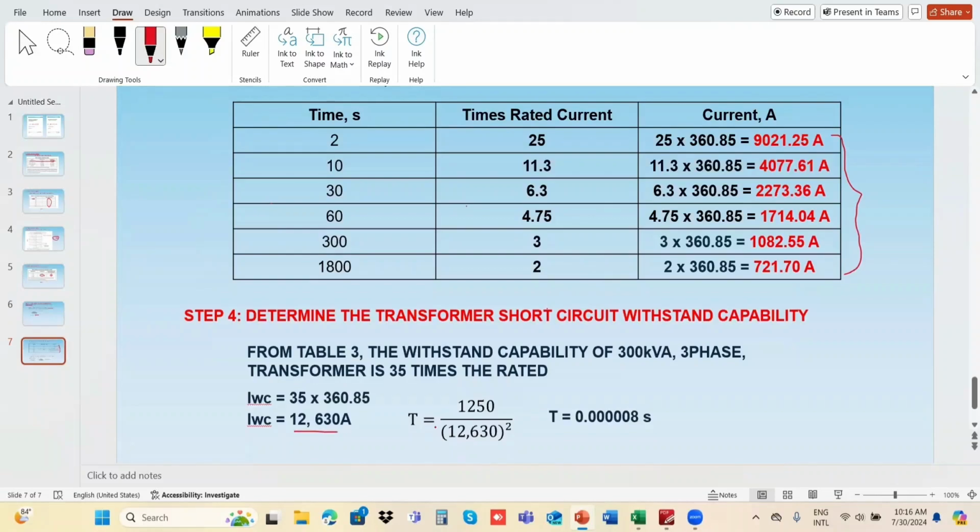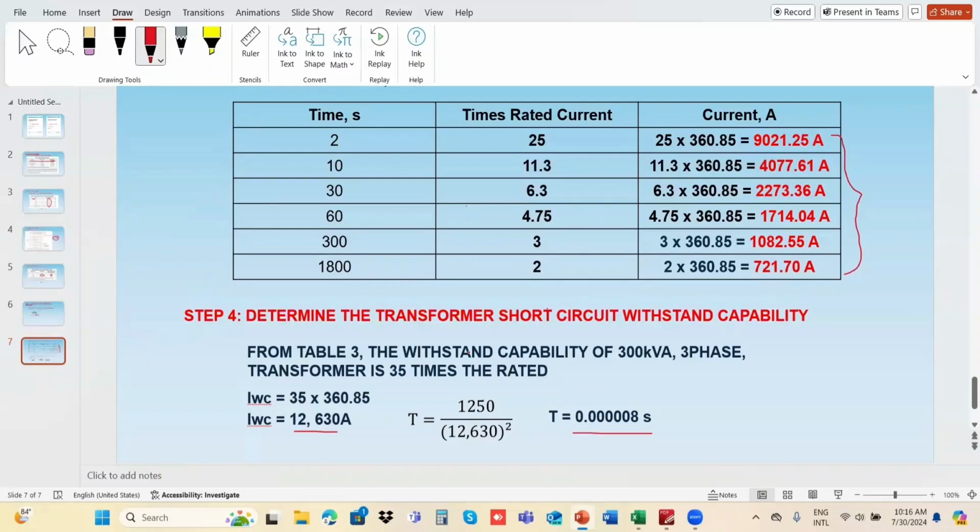And the time is by using this function, 1250 over the square of this 12,630 amperes. The time is very, very small, around 8 times 10 to the negative 6 seconds. So I think it is not shown already in the chart.